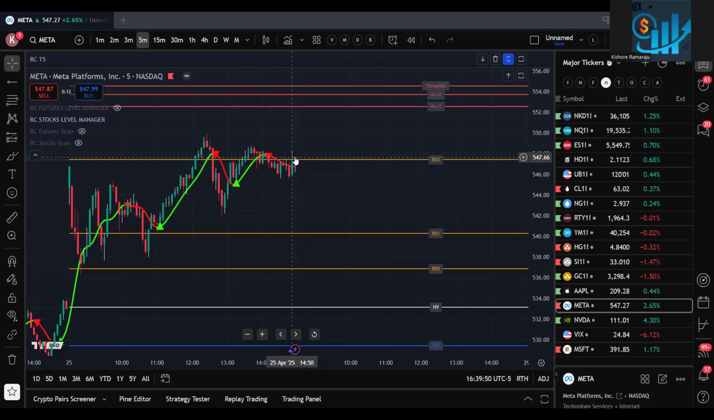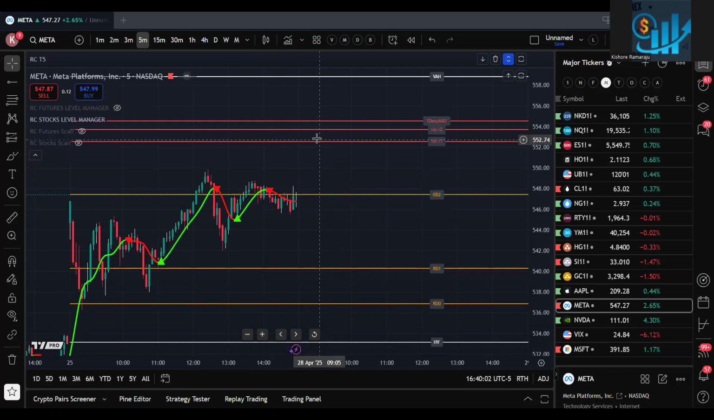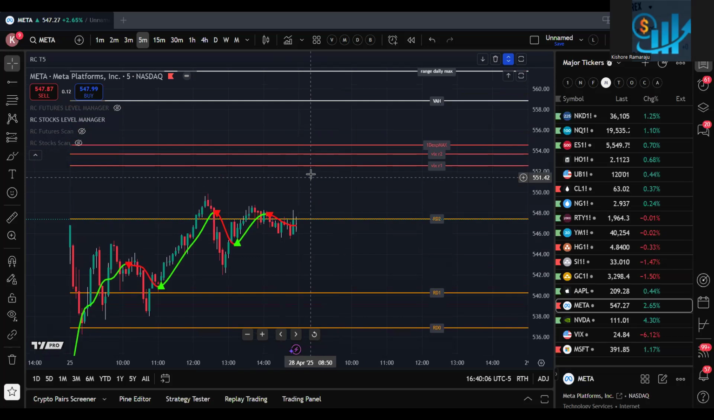From resistance 2 level, there are two possibilities on Monday morning. It can come all the way back to RD1. If you see one or two red candles, then it will come all the way here. But if it breaks it, then it can go all the way to $552. So somewhere here it will start dropping.